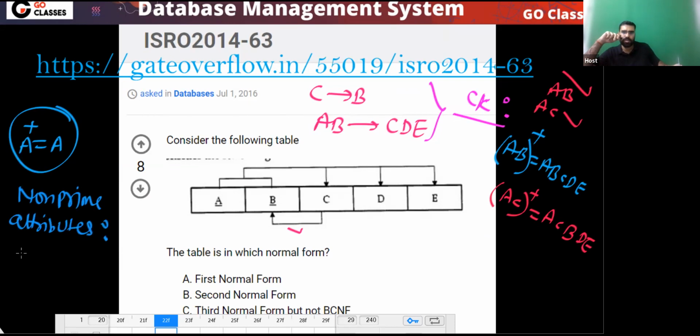What are the non-prime attributes? So AB and AC are the candidate keys. So automatically D and E are the non-prime attributes. Okay, these are the non-prime attributes.